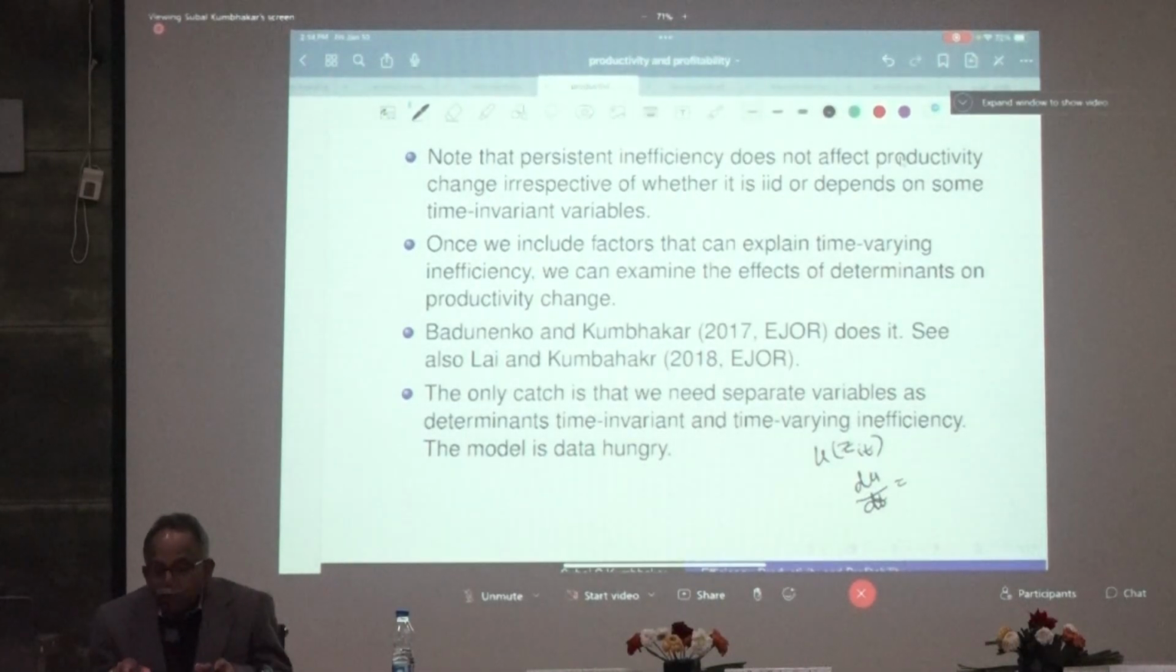Okay. I might, again, depending on the situation, I might show some of the codes using SFA.